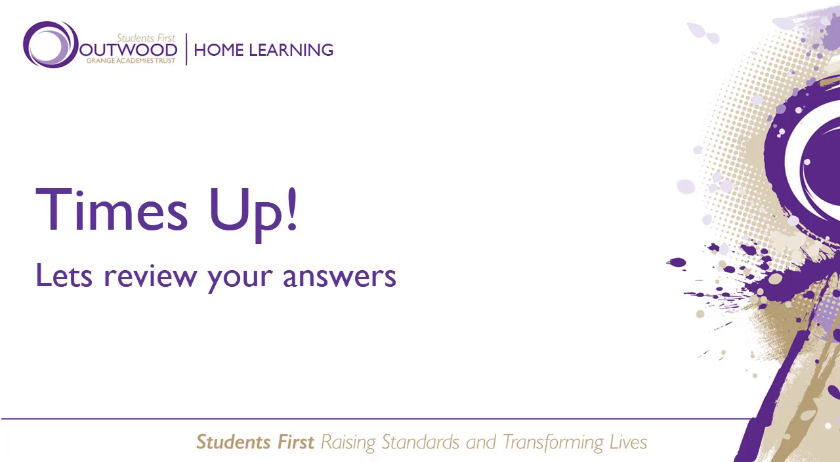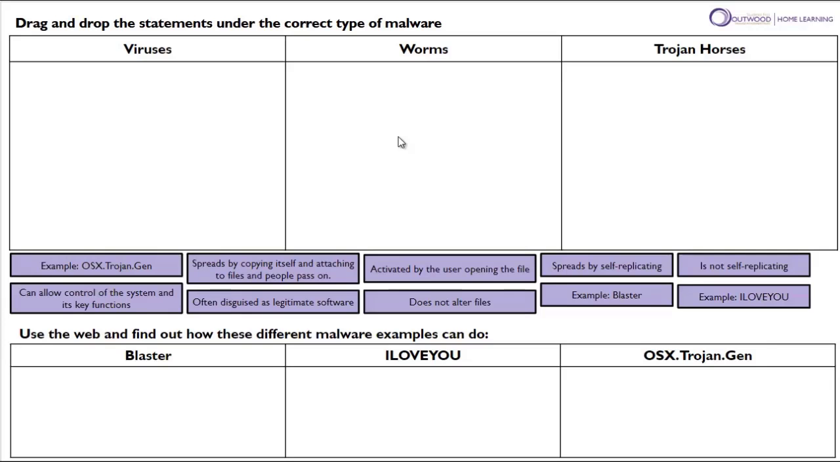So that is your time up, and we're going to go over to Mr. Barnes to review the answers. Okay then, so let's have a little look at this activity that involved dragging and dropping different statements under the correct type of malware. So we've got viruses, worms and Trojan horses. So the first thing, let's have a look.